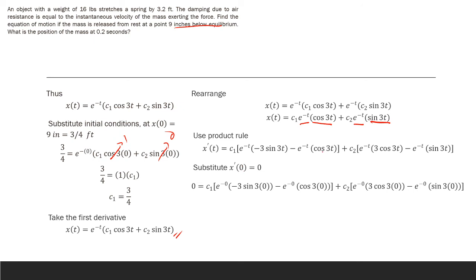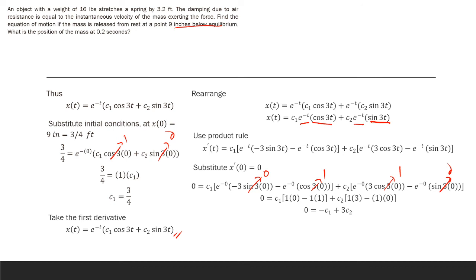Now, we substitute. We don't need to simplify first, because it is easier to simplify once we substitute the initial condition. So we substitute at x prime of 0, that is equal to 0. We have 0 is equal to c1 times e raised to negative 0 times negative 3 sine 3 times 0, which is equal to 0, minus e raised to negative 0, which is equal to 1, plus c2 times e raised to negative 0 times 3 cosine 3 times 0, which is equal to 3 times 1, and e raised to negative 0 sine 3 times 0 is equal to 0. So we will arrive at 0 is equal to negative c1 plus 3c2.